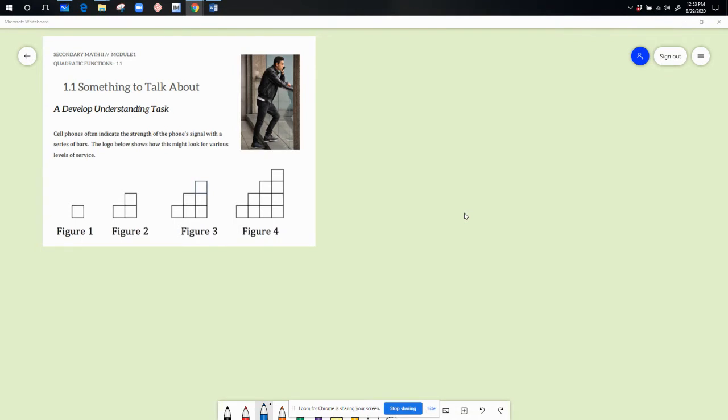So you'll notice on the screen that it says 1.1, something to talk about. This is the very first chapter, the very first task in the Integrated Math 2 book. Also, I want to take your attention right below that to where it says a develop understanding task. Whenever you see a develop understanding task, go ahead and underline that.